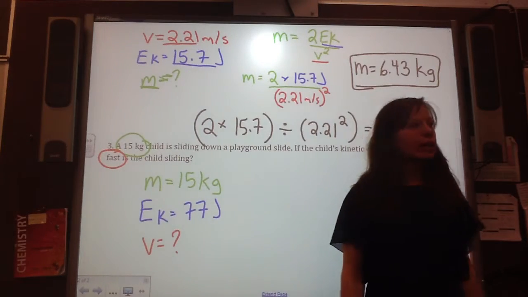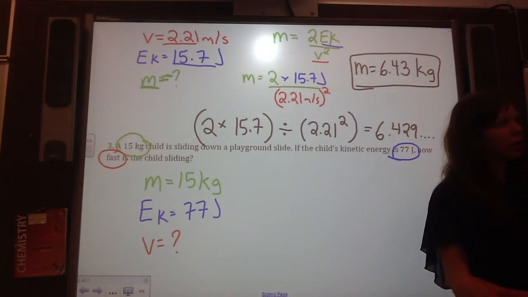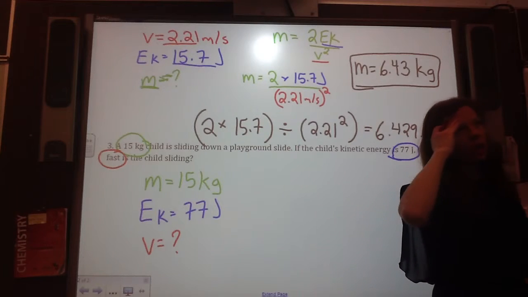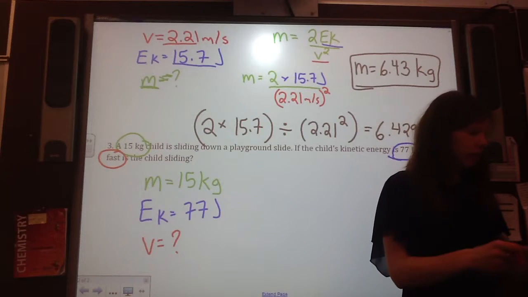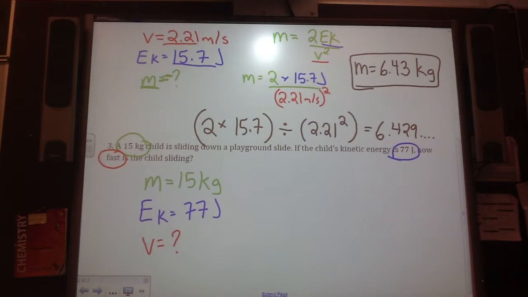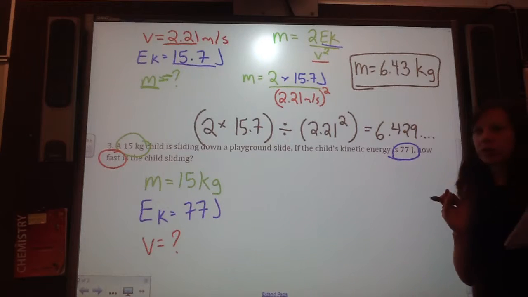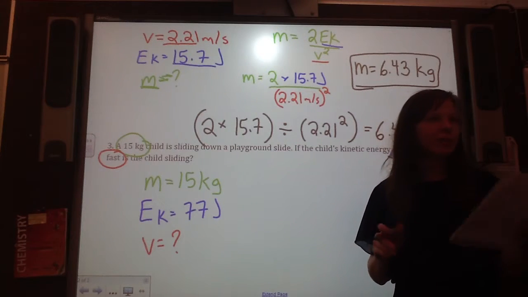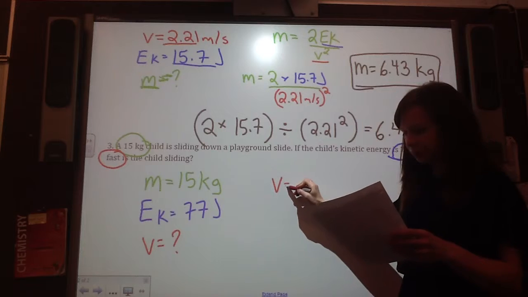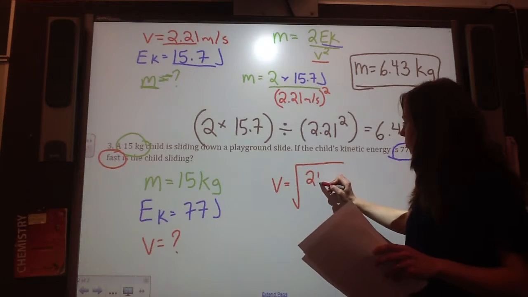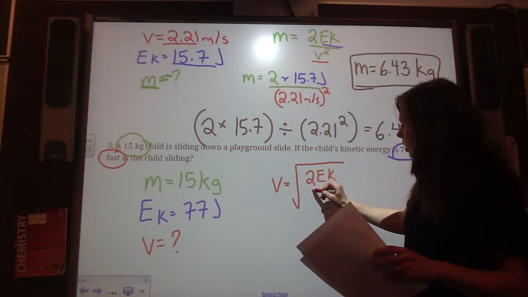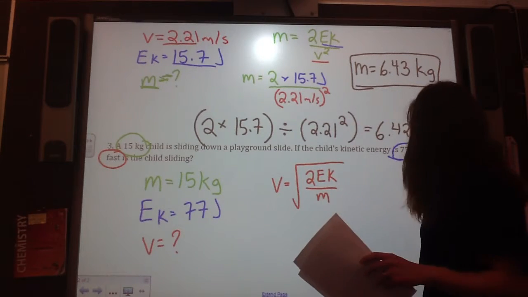So then you look at your kinetic energy formulas and you think, which one do I need? I need the one where it says V equals stuff, okay? So you look at your formula sheet. Where does it say V equals stuff? Yeah, so V is the square root of 2Ek divided by m.